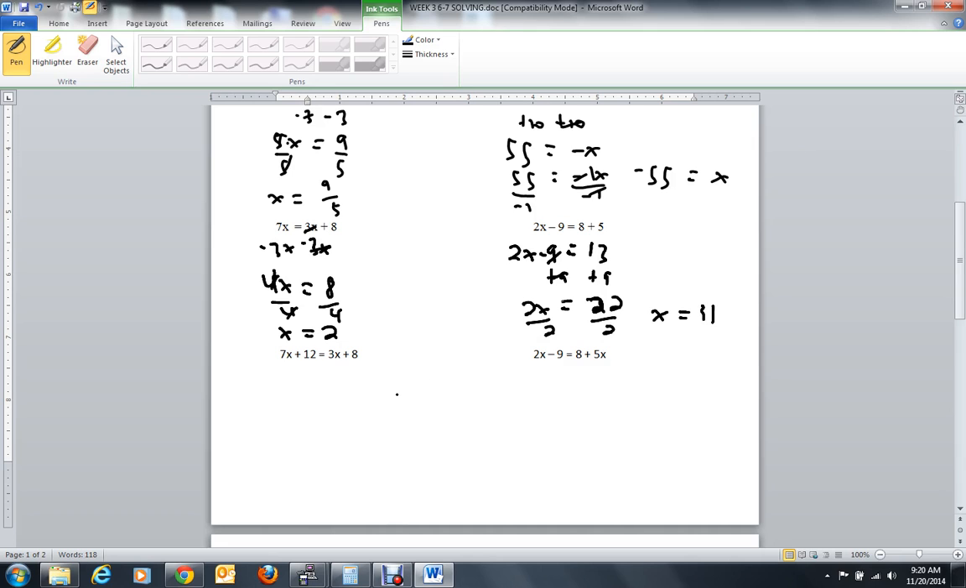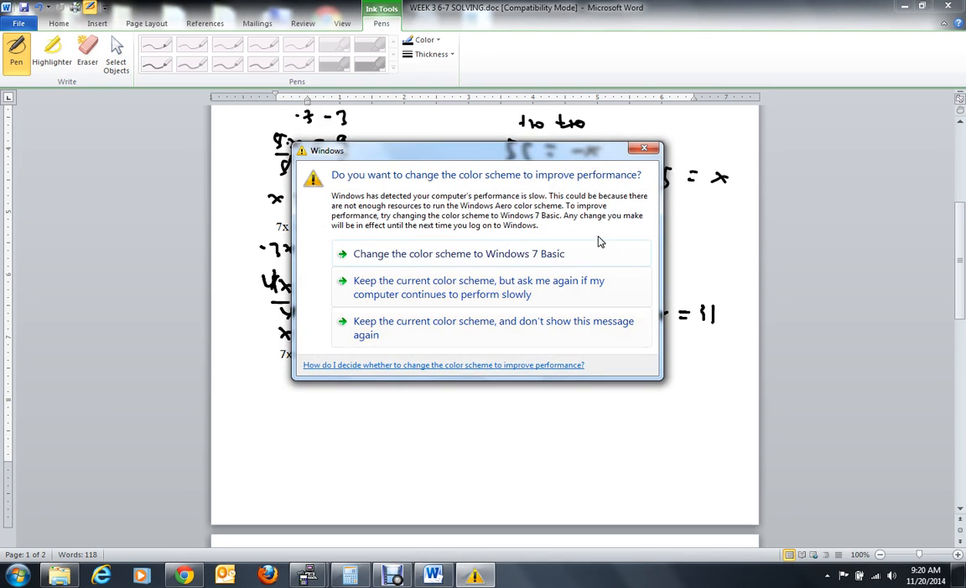Now these last two are really important, so be aware. Notice how x's are on opposite sides and constants on opposite sides, which means I'm going to move these terms to where I have x's on one side, numbers on the other. What I do, I always work with the x's first, and I always move the smallest x coefficient first, or the term with the smallest coefficient.